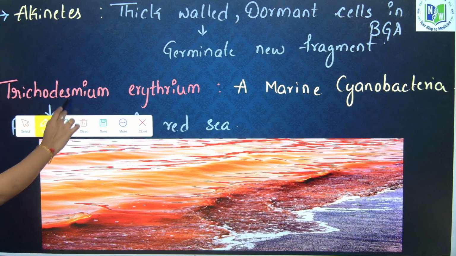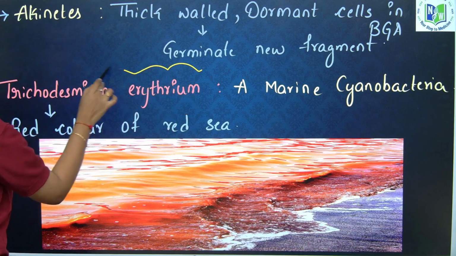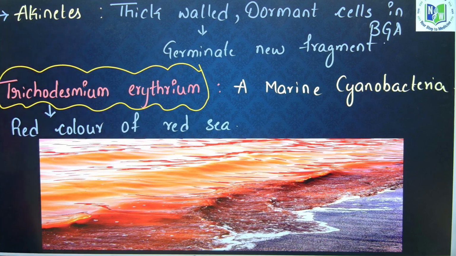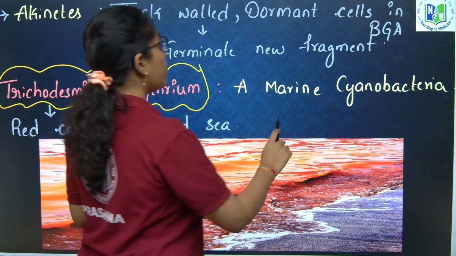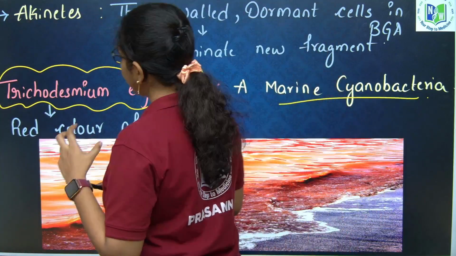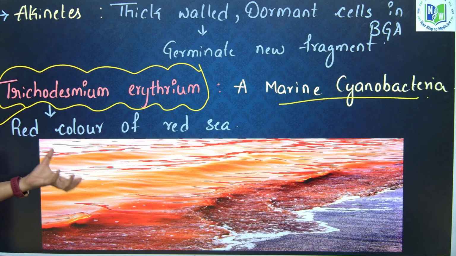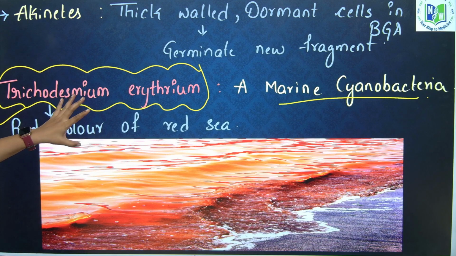Another type of bacteria, if you see, is Trichodesmium erythraeum, which is a marine cyanobacteria. What is this? Marine cyanobacteria. They give red color to the Red Sea. As they proliferate, they release some enzymes which make the sea appear red. These are red cyanobacteria.